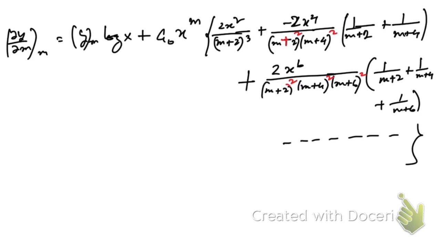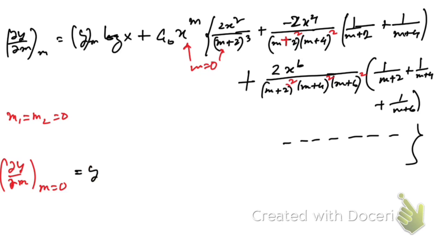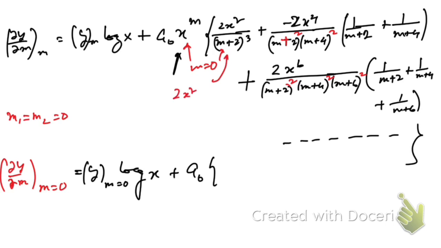Okay, so now we need del y by del m at m is equal to 0, as we have got both m1 and m2 equal to 0, right? So if you put m is equal to 0 here, in all the terms replace the m by 0, then you're going to have y at m is equal to 0: log of x plus a naught. X to the power 0 means 1. And if you put m is equal to 0 here, then you should get 2x square by 2 cube, which cancels to give 2 square, right? So here we're going to have x square by 2 square, right?